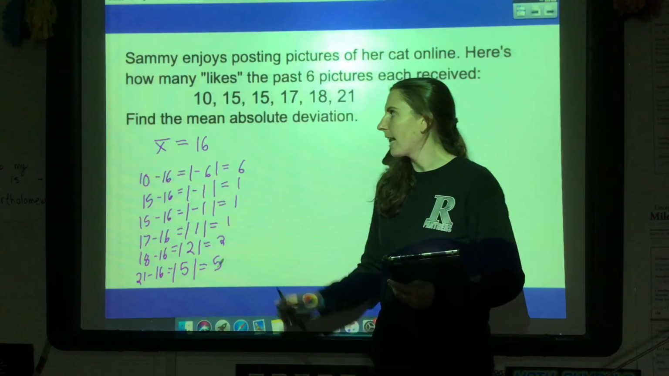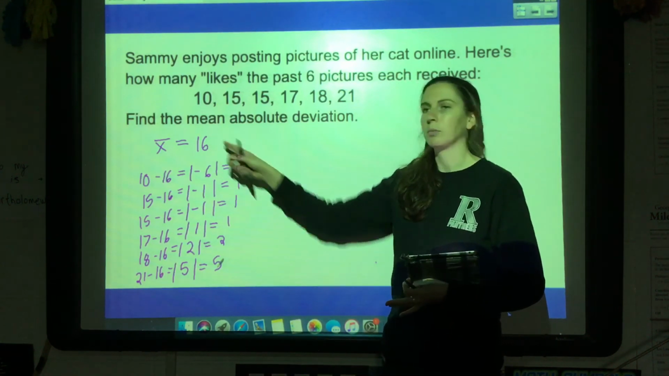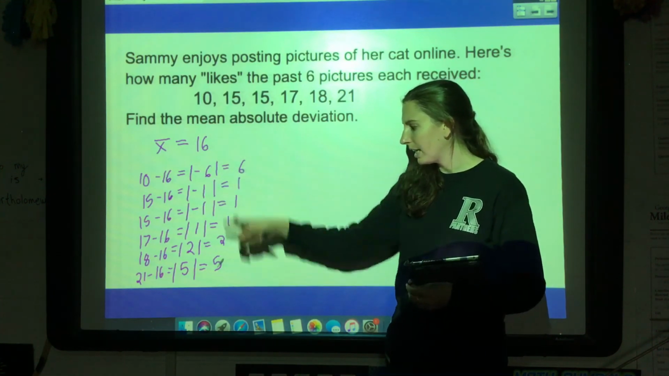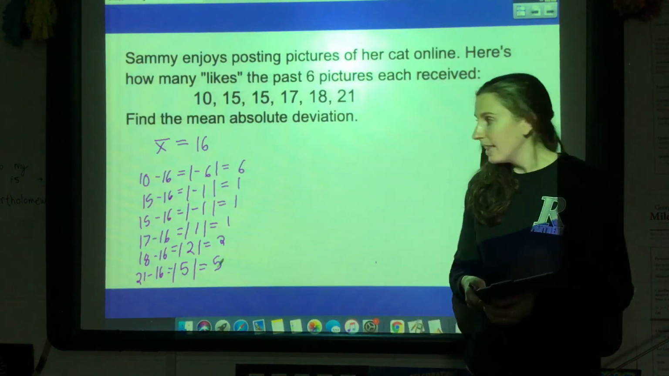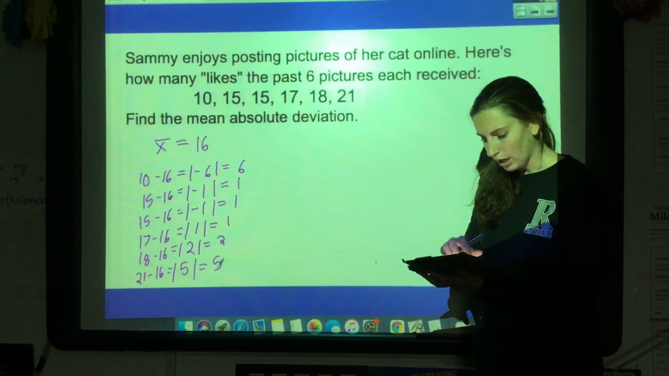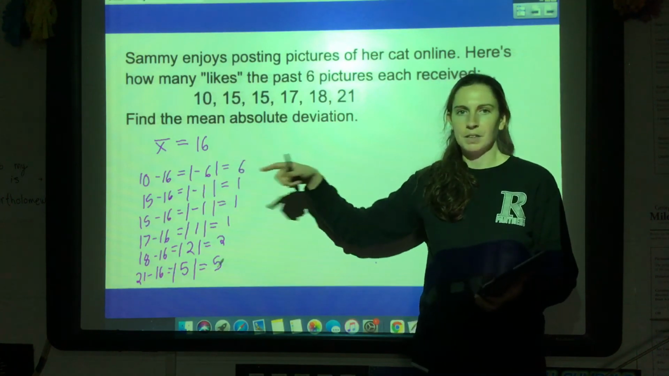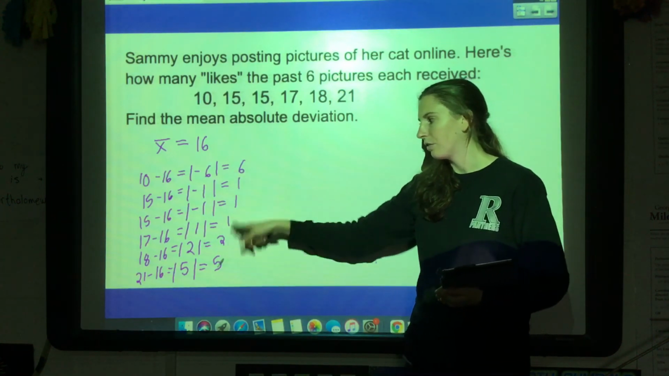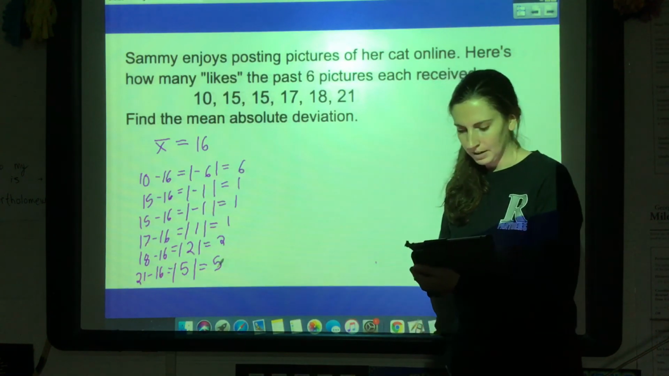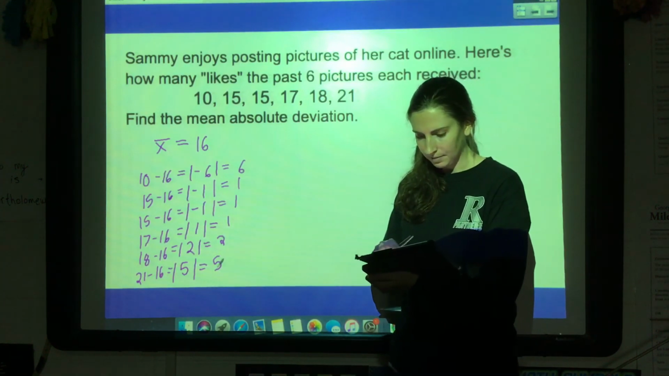So basically this is saying 10 is 6 units away from the mean, and this is 1 unit away from the mean, and this is 1 away from the mean, and this is also 1 away from the mean, and this is 2 away from the mean and 5 away from the mean. And then to finish this off, you just find the average of these. Basically, we're finding the average of how far away they are from the mean. So, add all these up and divide by, in this case, 6.